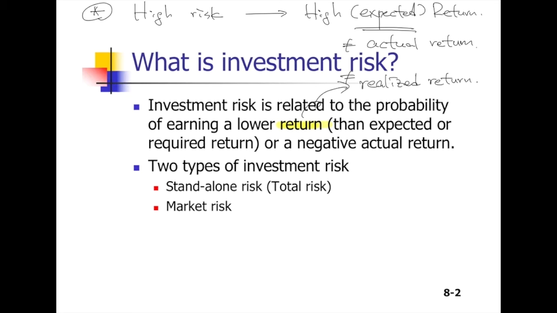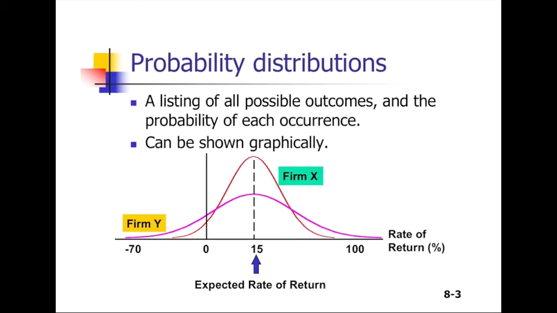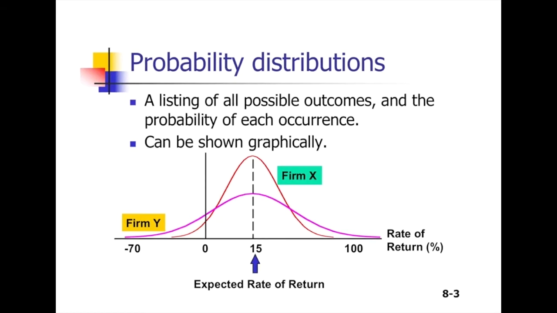There are two types of investment risk. The first one is standalone risk, which we also call total risk. And the second one is market risk. We will learn these two in more detail in the next slide. So when we talk about risk, we start with the concept of probability distribution, in Korean 확률 분포. If you buy a stock, the return is uncertain, right? So the probability distribution means a listing of all possible outcomes and the probability of each occurrence.